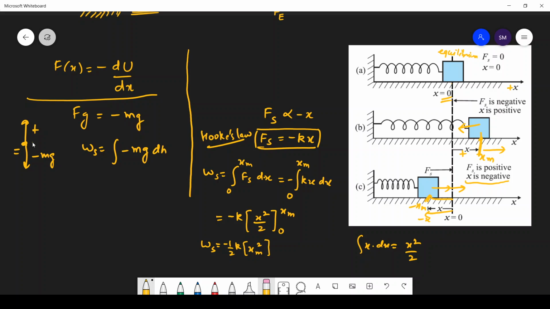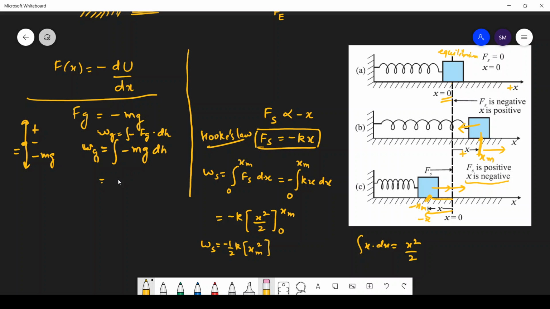So this is the work done by, not spring force, this is work done by gravitational force. So not S here, this is F. This is gravitational force, work done by gravitational force. So put the value: work done by gravitational force is equal to minus Fg into dh. Okay.